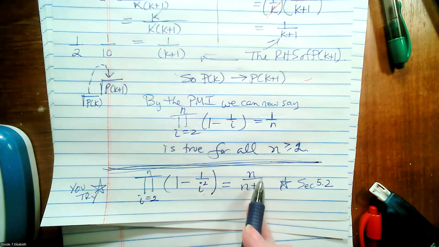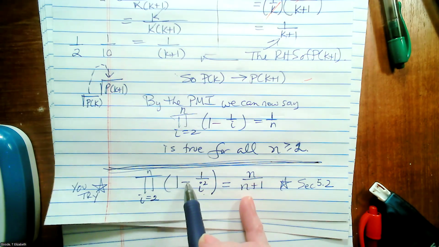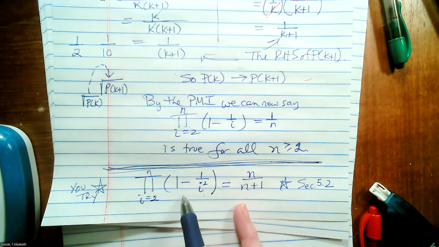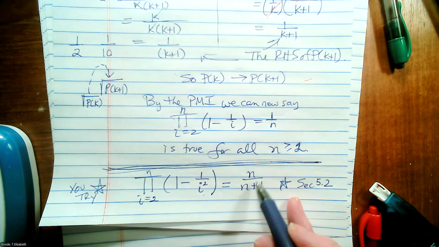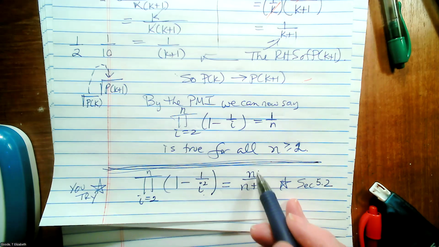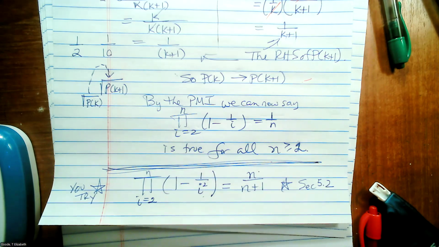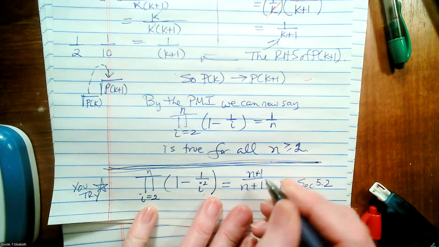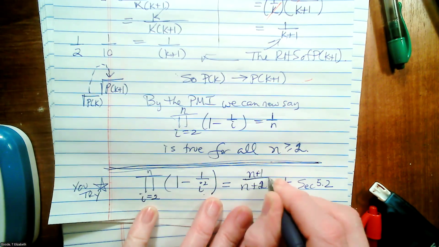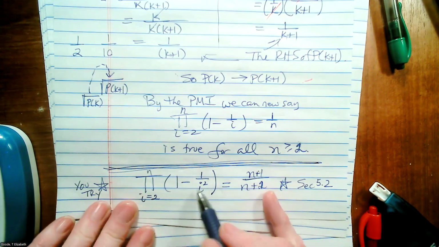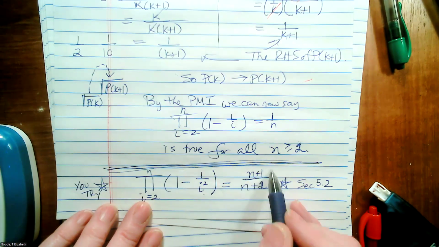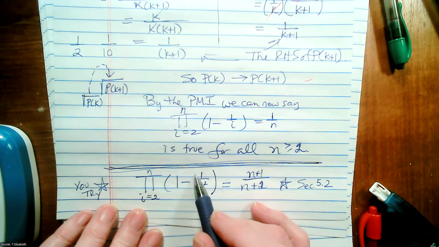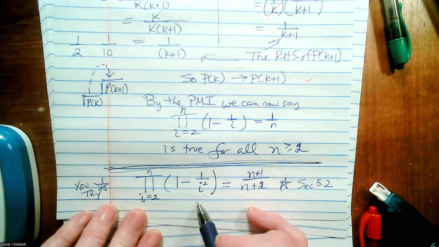Let's see if this is right. 1 minus 1/4 is 3/4, but this is 2/3. Oh, it's not right. I wonder if this is supposed to be n plus 1 over n plus 2. I think it's supposed to be n plus 1 over n plus 2. Let's see. That certainly works at the bottom, because when n is 2, this becomes 3/4. And this is 1 minus 1/4, which is 3/4.